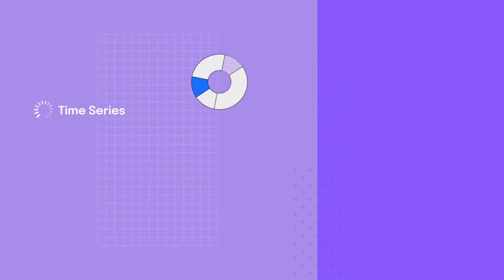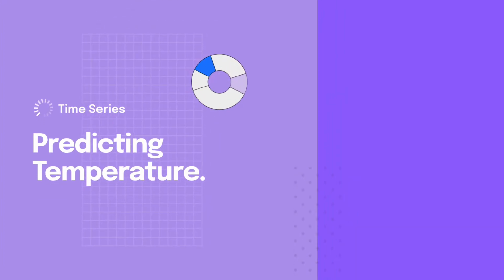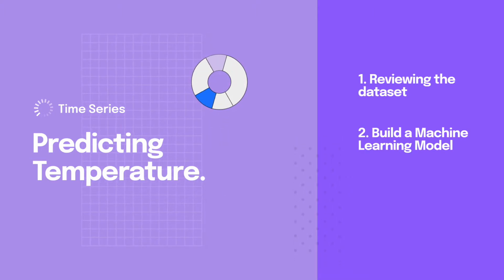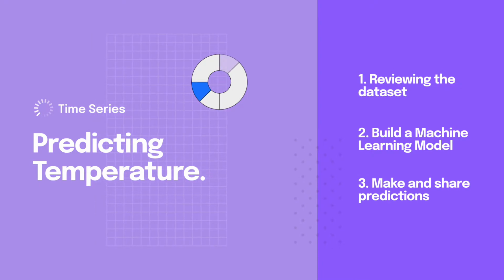Today, we're going to build a time series model that predicts the average daily temperature down to a specific date. We'll start by reviewing the dataset. We'll then build a machine learning model for forecasting daily temperature and instantly see how we can get accurate predictions and share them with others on our team.